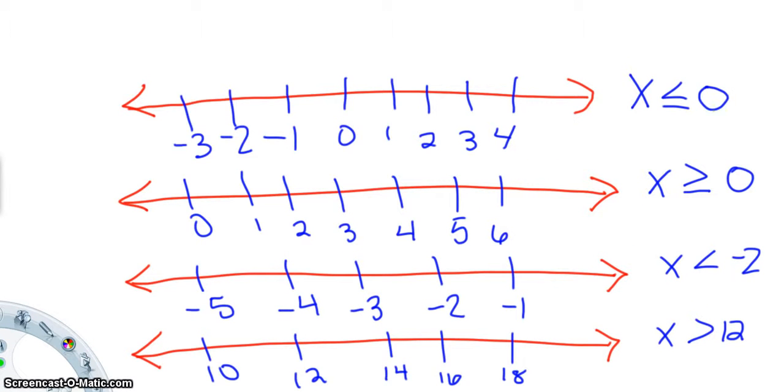So in summary, we have the symbols here. x is less than or equal to 0, x is greater than or equal to 0, x is less than negative 2, and x is greater than 12. Notice I made my number lines to reflect what information I needed to graph. Instead of having to write out all of the numbers all the way up to 12, I just wrote out the numbers around 12 to make it simpler.